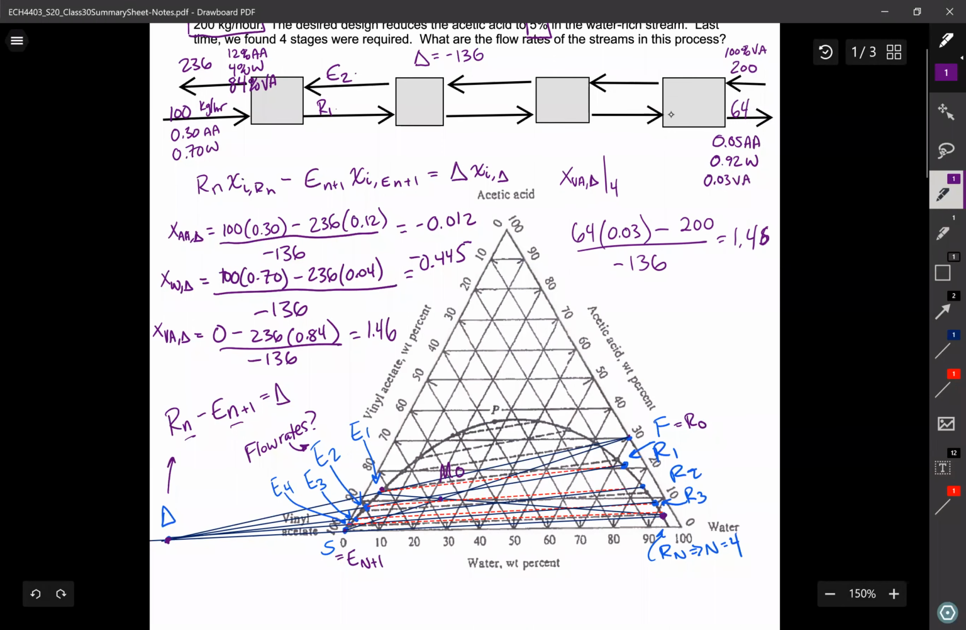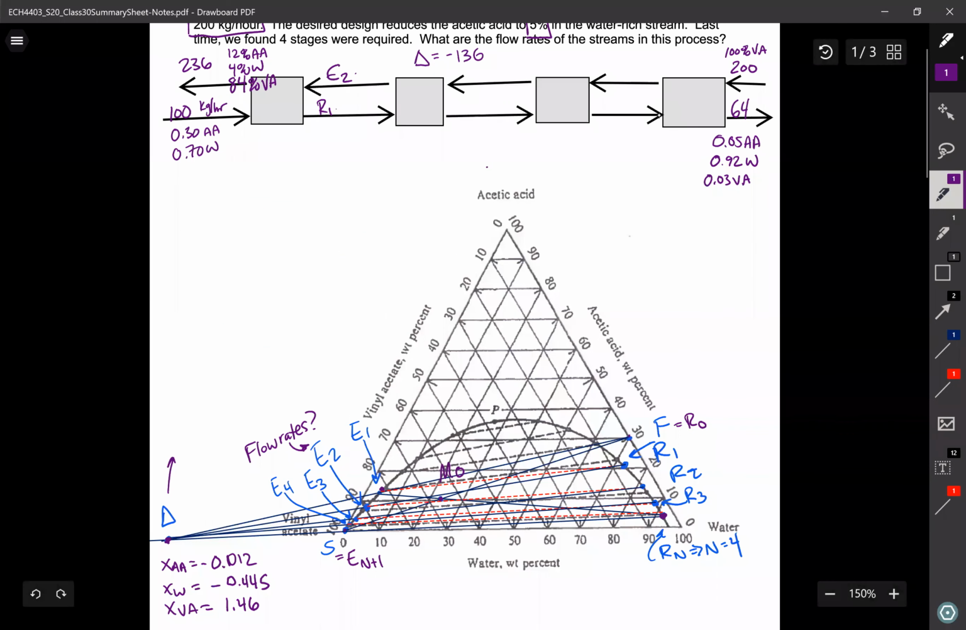Now you may be asking yourself, well, how does that help us? How do I get to figuring out what E2 and R1 are? Well, the composition of this point can then be used in a material balance to find what those compositions are. So give me a second, I'm going to erase and see if you can derive the equations for yourself.